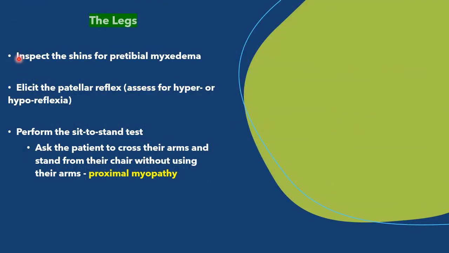Then the legs should not be forgotten. Look for pretibial myxedema. Elicit the patellar reflex. There will be hyper or hyporeflexia in functional disorders. Perform the sit to stand test to check for proximal myopathy, asking the patient to cross their arms and stand from the chair without using their arms for support.